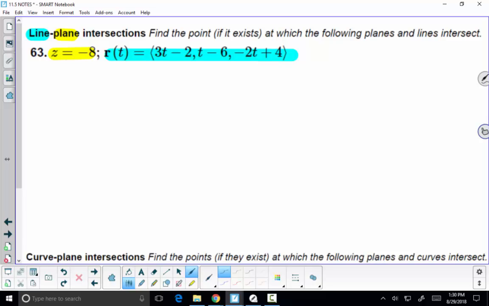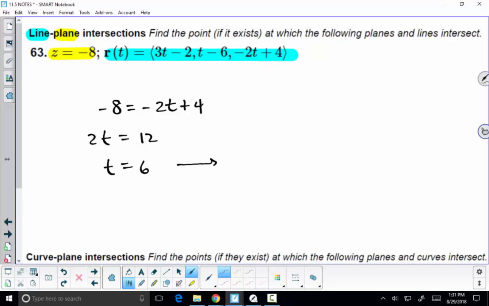So we set this z value equal to that z value and see if there's a solution. And of course there is. We get t equals 6. Now we know that when t is 6, the line has a z value of -8. That means it's going right through the plane at that t value.